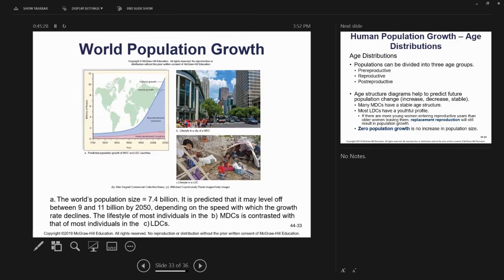Because humans are subject to all of those same physical, chemical, biological constraints in the world that every other organism is. So we can see here more developed countries have slower population growth, less developed have higher. There is a carrying capacity to total number of individuals in any given area. So I'm going to slow that down so we don't exceed that carrying capacity.